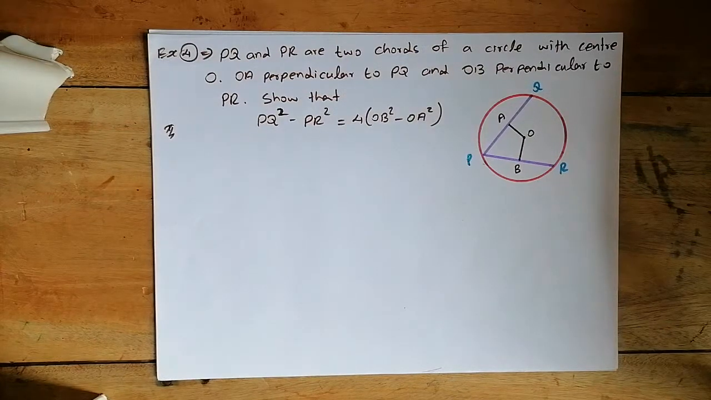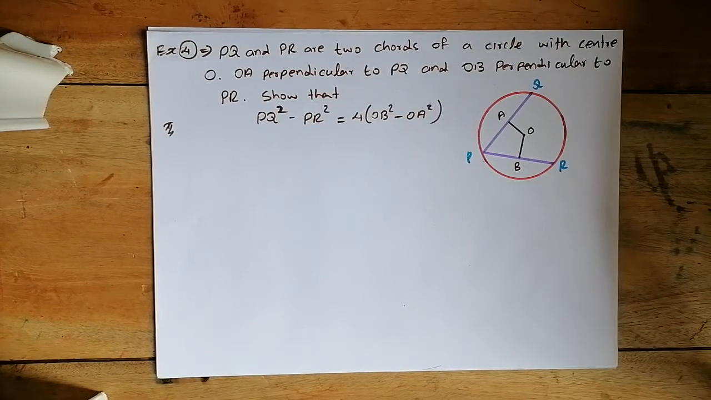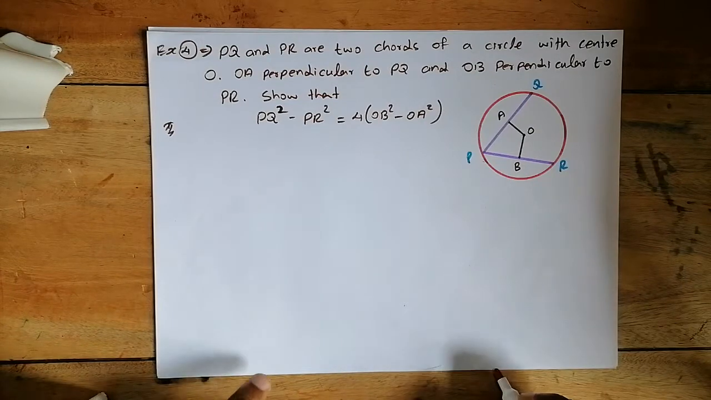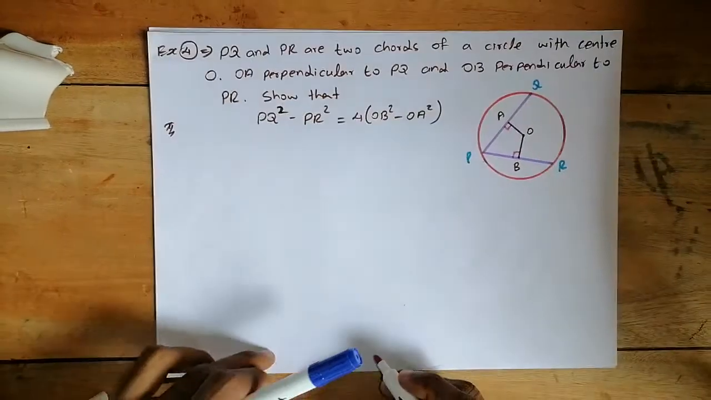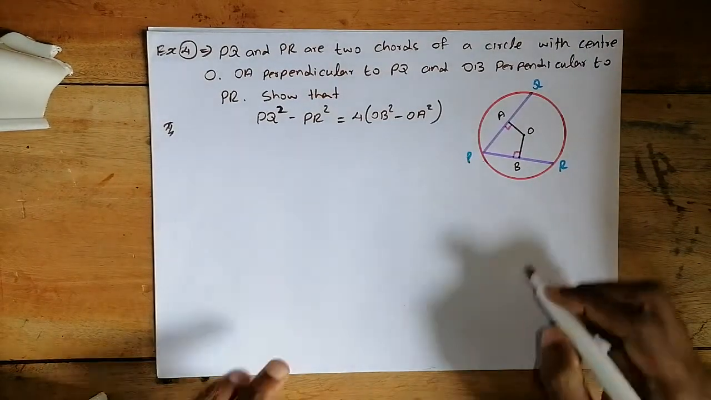Okay, here we have our fourth example. PQ, PR are two chords of a circle with center O. OA is perpendicular to PQ. OB is perpendicular to PR. So there are two perpendiculars given, so we can apply our theory. OA and OB are perpendiculars drawn from the center, so we can apply the theory.